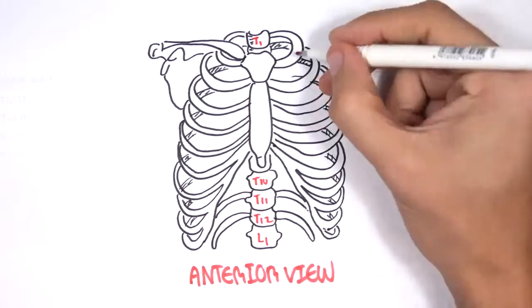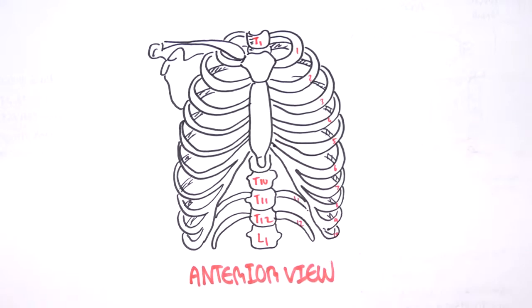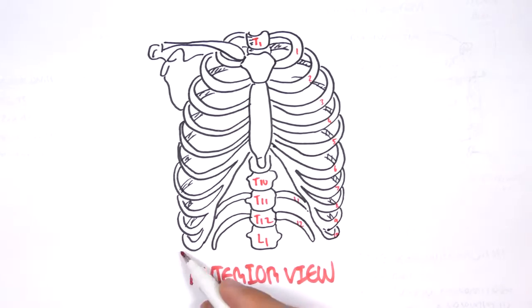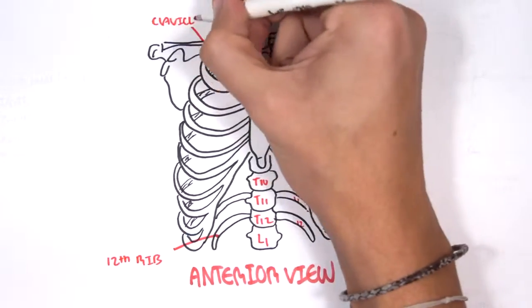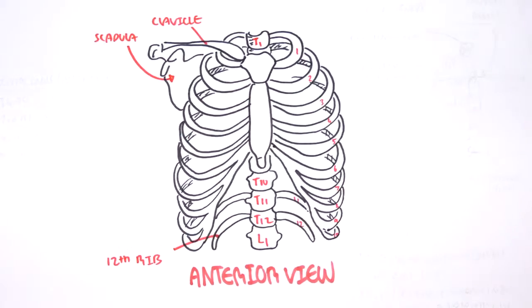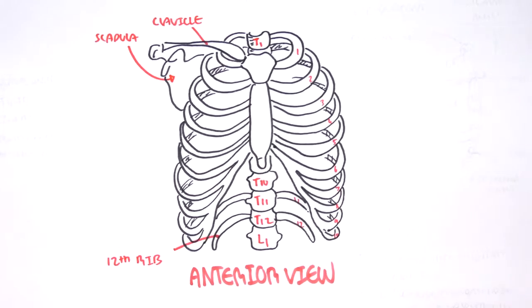And I'm also adding the lumbar vertebrae, lumbar vertebra number 1. Coming off the thoracic vertebra 12, so T12, we have the 12th rib, which is a floating rib here. Here is our clavicle and scapula.